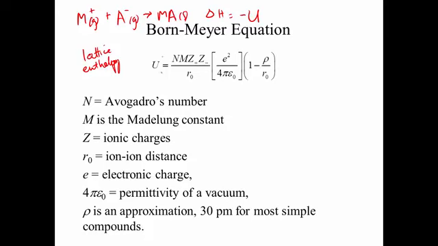Okay, so we can calculate the lattice enthalpy using the Born-Mayer equation here, if we know the structure. If we do not know the structure, or the particular lattice that our compound will crystallize as, we can approximate the lattice enthalpy using the Kapustinskii equation.